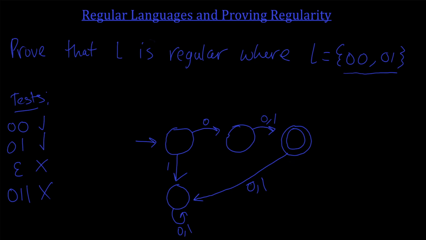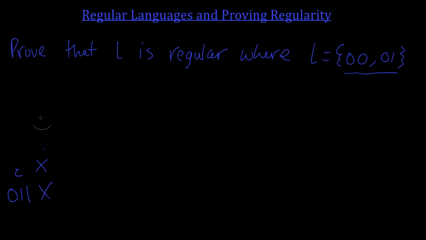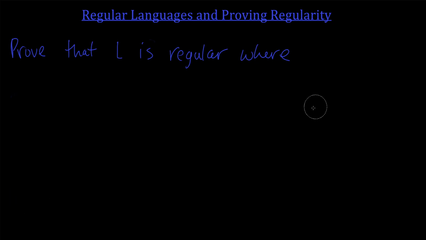So you can go ahead and run any test you want on this DFA. It will reject any string that is not 0, 0 or 0, 1. So I think that's enough explaining for that example. We've proved that L is regular by building a DFA. So let's go ahead and try another example.